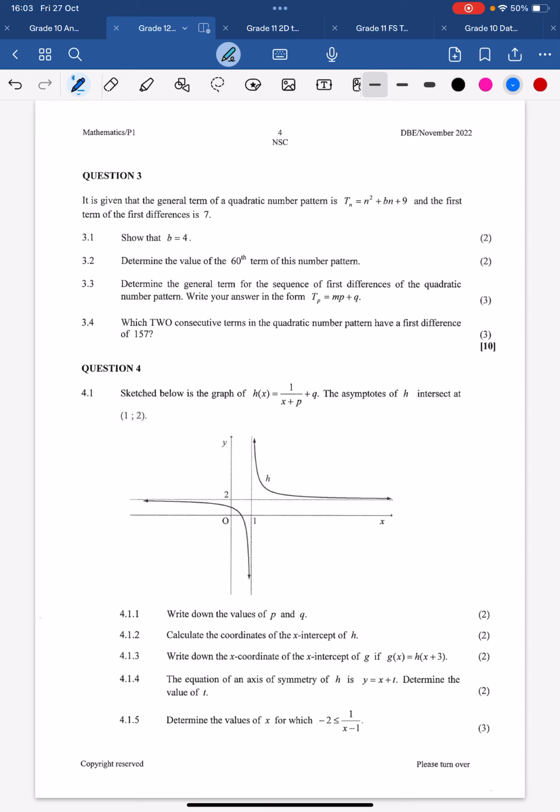Alright guys, let's look at a hyperbola question quickly. So this is from last year's exam. I always say that there are 3 types of functions questions that they always ask. The one question is always about hyperbolas. I don't know why they always test hyperbolas specifically.